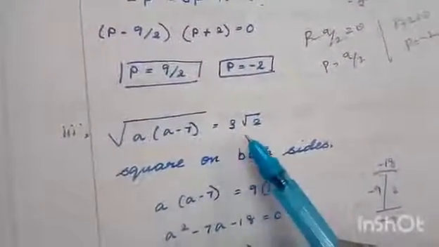Now the third question, square root of a into (a minus 7) is equal to 3 into root 2.